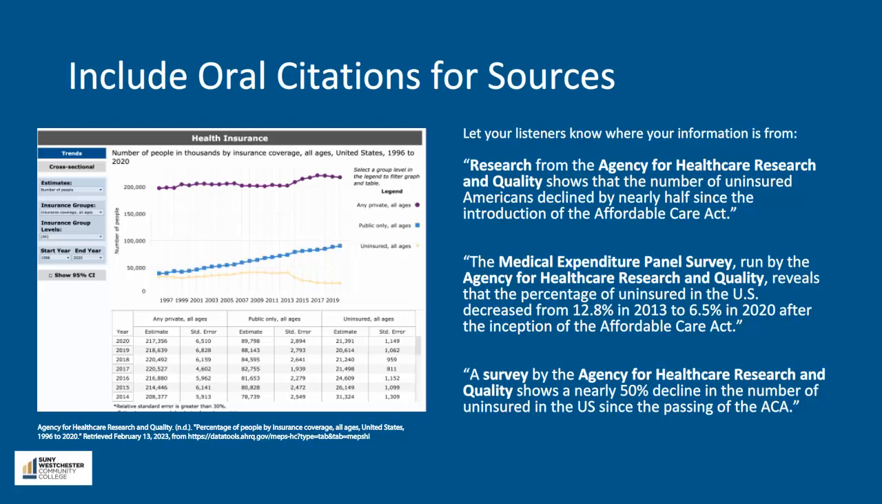Or, the Medical Expenditure Panel Survey, run by the Agency for Healthcare Research and Quality, reveals that the percentage of uninsured in the U.S. decreased from 12.8% in 2013 to 6.5% in 2020 after the inception of the ACA. Or, a survey by the Agency for Healthcare Research and Quality shows a nearly 50% decline in the number of uninsured in the U.S. since the passing of the Affordable Care Act. You don't need to recite a complete citation with journal name or website URL, but include enough information to allow someone to easily follow up if they are interested. If posting online, it's good practice to include your sources at the end of your script or web page.